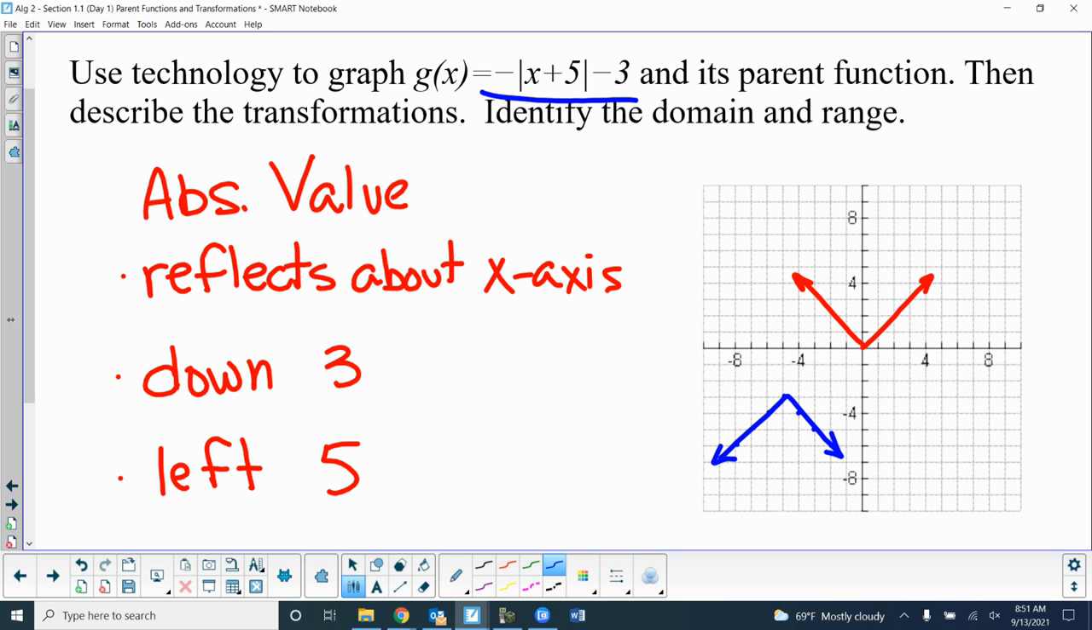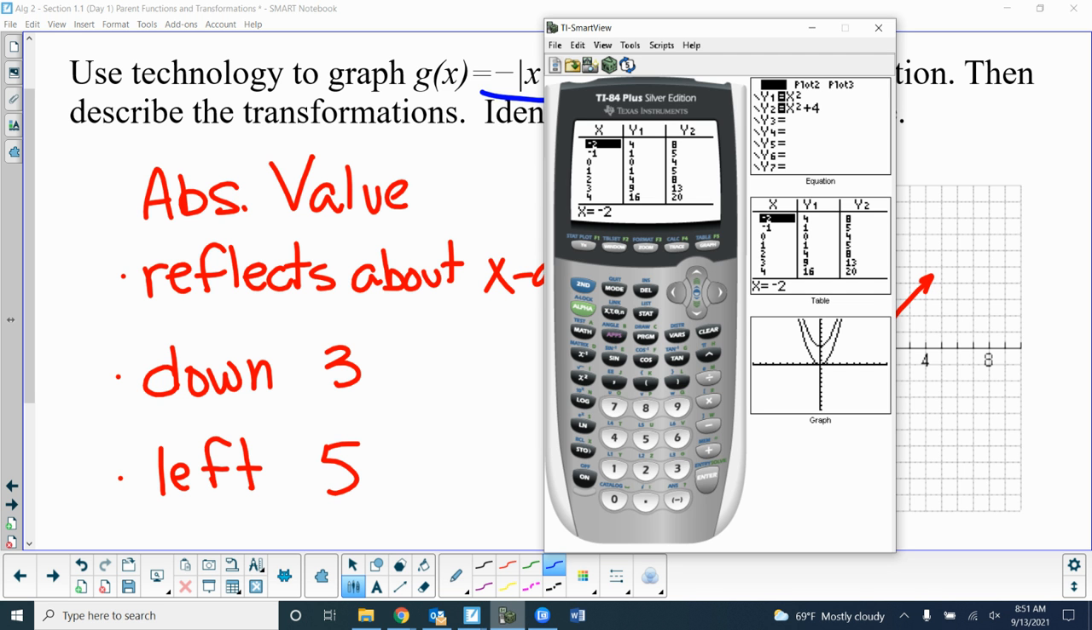Okay? It's reflected because of the negative out front. And then down 3 and left 5. Okay? And again, how do we find absolute value? How do I get absolute value? Come on. Nolan? Math. And then you go to number, right arrow to number, enter. And then enter. There's your absolute value.